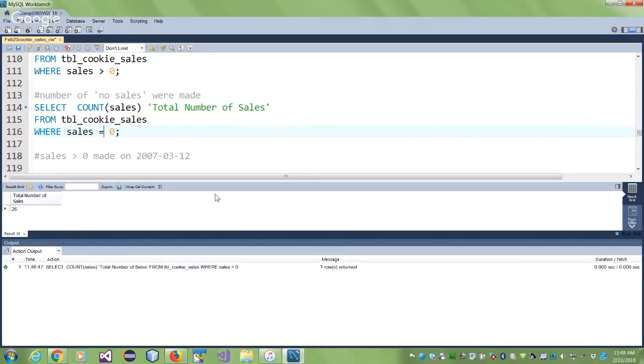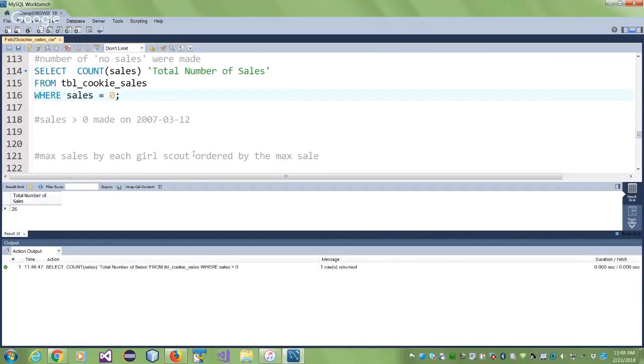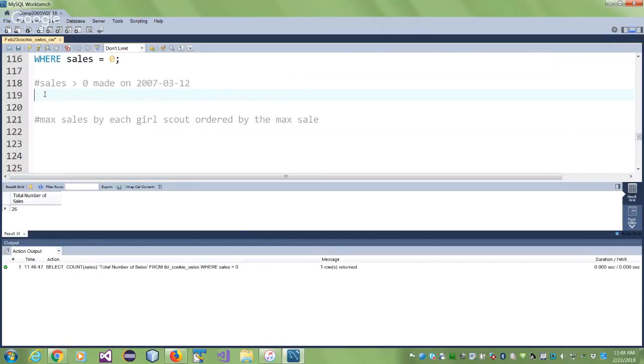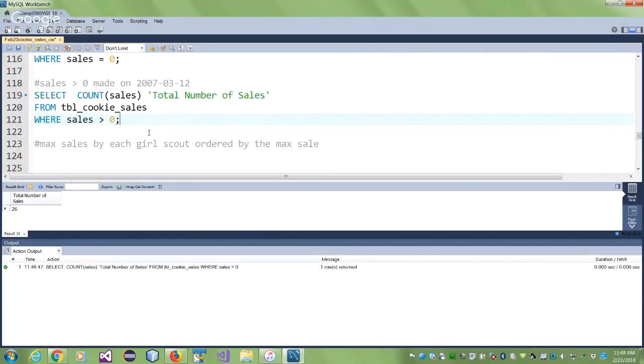I have a long list. You can keep doing it forever. Nothing stops you. Okay, now this is again easy. Sales greater than 0 made on this date. So sales greater than 0 made on this date. So you add the condition. You've done all this before. So total number of sales on, you can always add, on March 12th.